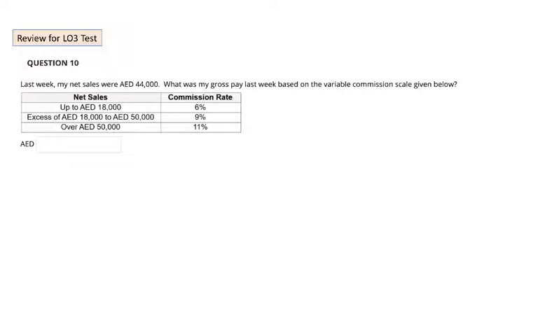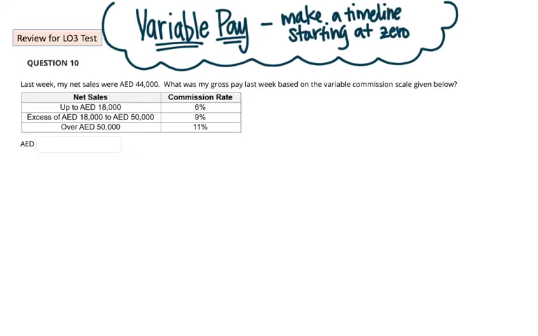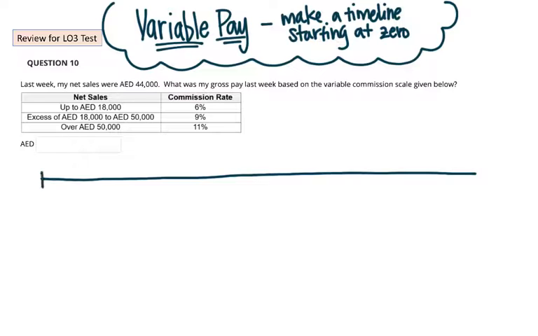Okay, for this problem, we see a table. And whenever I see a table, I think to myself, this is some kind of variable pay. So the first thing you want to do when you know it's a variable pay problem is make a timeline starting at 0. Always start at 0, even if in the table it starts at 1. Then you look at these endpoints, 18,000, 50,000, the right endpoints, and you write them on your timeline or your number line. And we look at what happens in each of the sections.